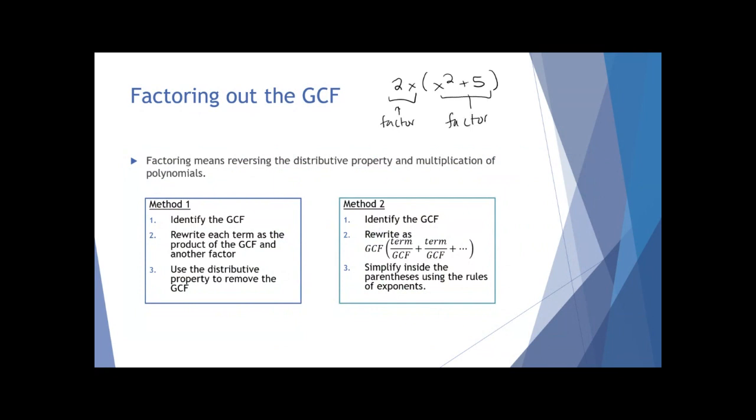And so when we multiply that out, we get 2x cubed plus 10x. So when we are factoring, we find the greatest common factor. We factor it out. That basically will take us back to where we started, as long as you have the GCF in front. So we're going to factor it out so that we're turning it into things multiplied together.